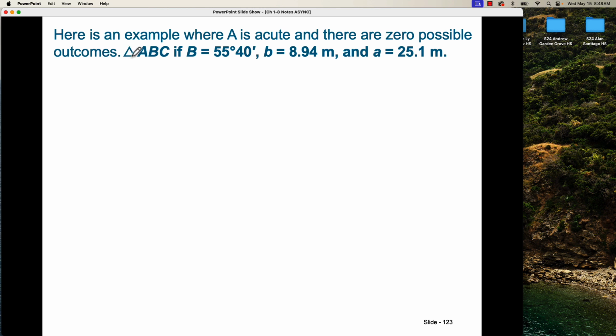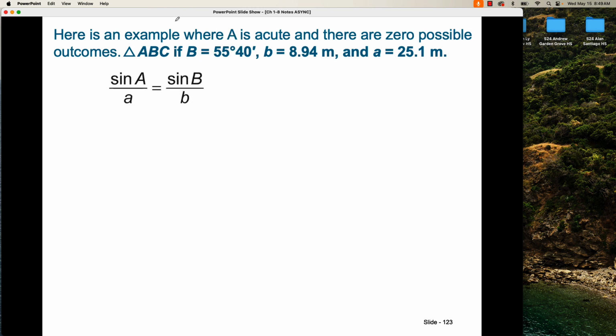Okay, so we've got triangle ABC. Here's our situation. We've got an angle B measuring 55 degrees, 40 minutes. We've got a side length measuring 8.94 meters. And we have another side length measuring 25.1 meters. All right, 25.1 meters for one side length and 8.94 meters for another side length. Those are quite different. So we would need a very specific third side length that could connect those, and that would only be possible if this angle right here allows it, because this is also required.